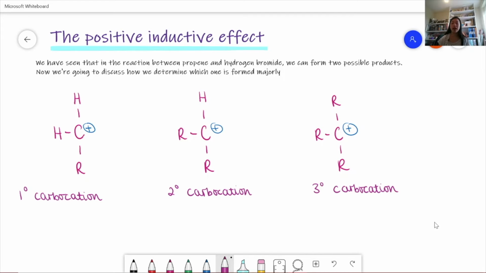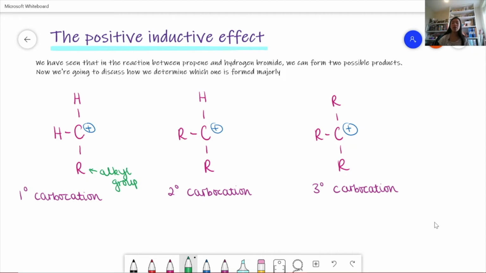So on the left, we have a primary carbocation. What that is, is that we have one alkyl group attached to the carbon with a positive charge. The alkyl groups are all the R's. So this here is an alkyl group. And then a secondary carbocation is where two alkyl groups are attached to the carbon with a positive charge. And a tertiary carbocation is where we have three alkyl groups attached to this carbon with a positive charge.